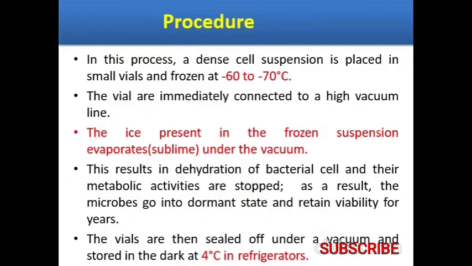Then the simple procedure. In this procedure, a dense cell suspension is placed in small vials and frozen at -60 to -70 degrees Celsius. The vials are immediately connected to the high vacuum lines, and the ice present in this frozen suspension evaporates, or sublimes, under the vacuum.